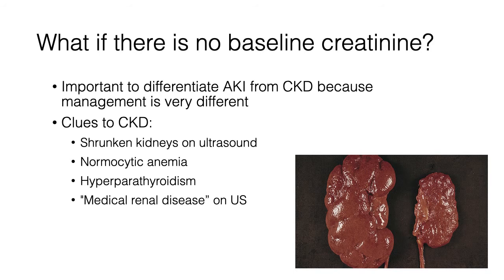But what happens if you don't have a baseline creatinine? Well, it's still important to do a thorough history and try to figure out whether or not this is acute or chronic in nature. And that's because the management of acute kidney injury as well as chronic kidney disease is very different. Things that might help you clue in that this may be more chronic in nature may be a prior ultrasound with shrunken kidneys or sometimes, quote, medical renal disease, end quote, evidence of hyperparathyroidism, or a normocytic anemia.